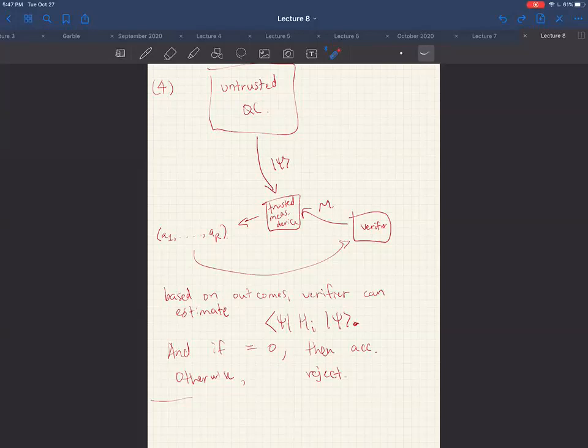Okay. Great questions though. Any other questions about this measurement-based verification?